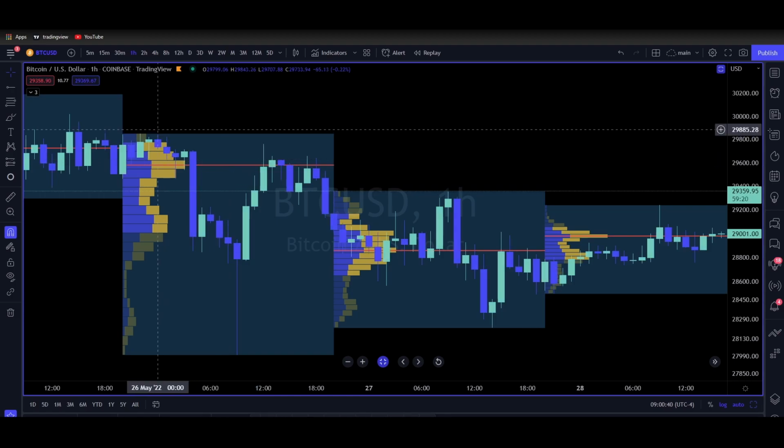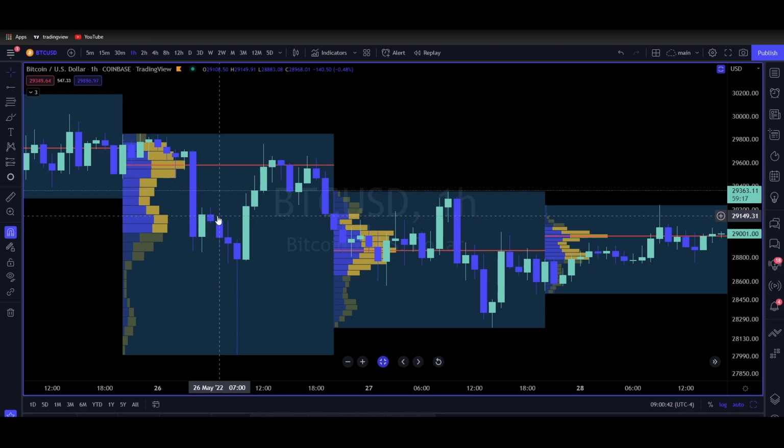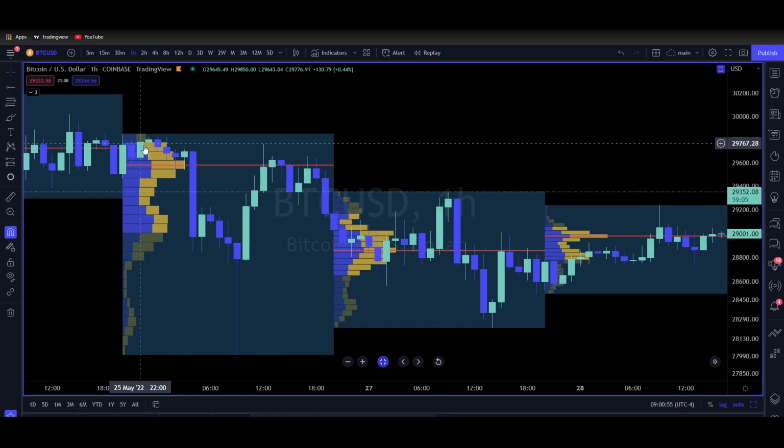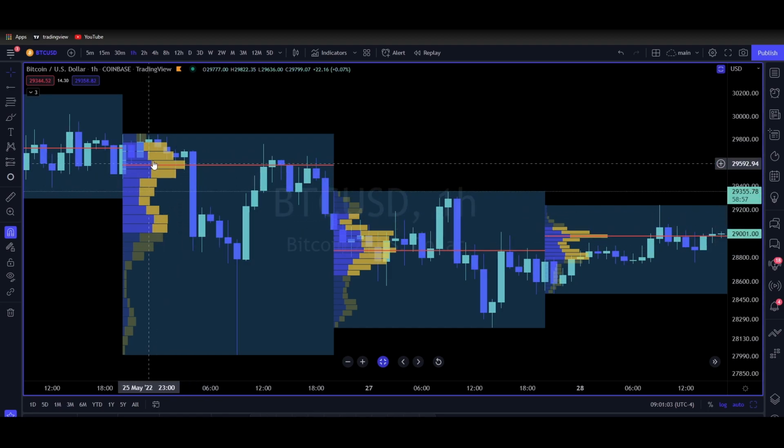That's the price. So on this day here, May the 26th, we know that the majority of the volume traded at $29,578. Now, we don't know if those are buys or sells. The way this indicator is supposed to work is the blue area means buyers, the yellow area means sellers, but you can't really see that much of an edge there.